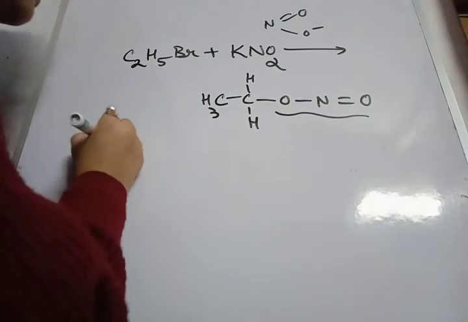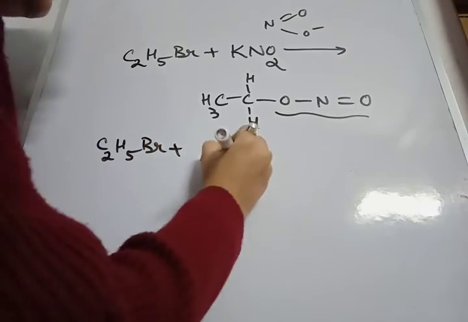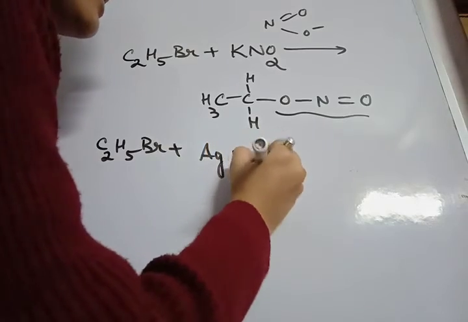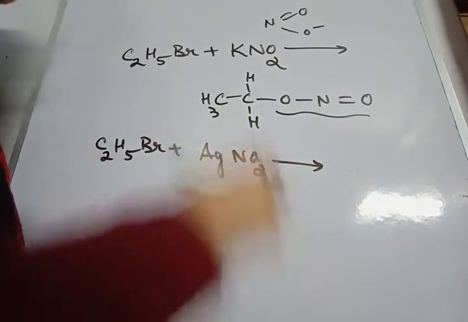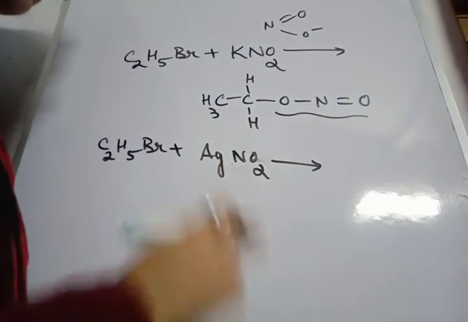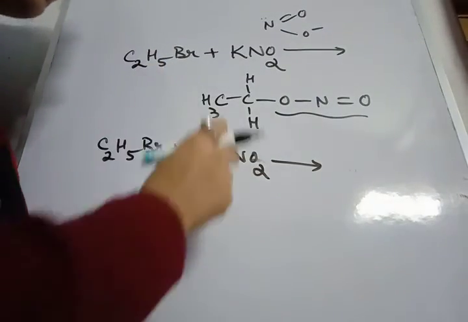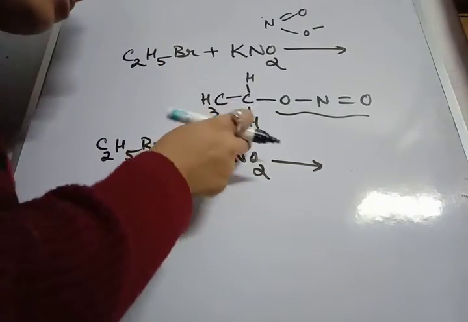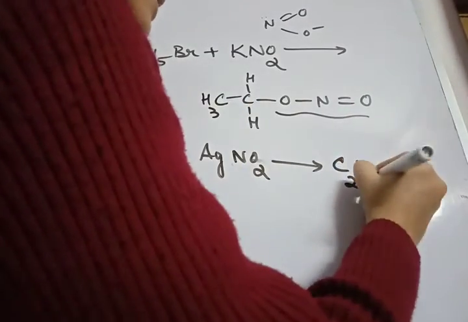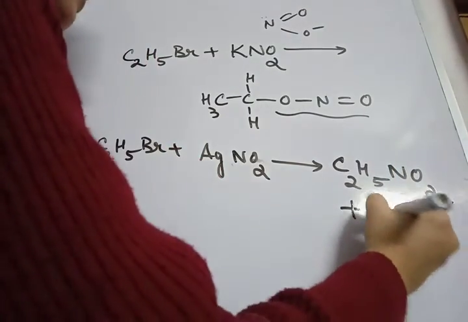Next, if C2H5Br is treated with silver nitrite. Now silver nitrite is a covalent compound, unlike KNO2 or NaNO2, which are ionic compounds. So here only the nitrogen end is free. The oxygen end is not free. Since the nitrogen end is the only free end, the attack will occur via nitrogen, and we are going to get nitroalkane. So here I am going to get C2H5NO2 plus AgBr.